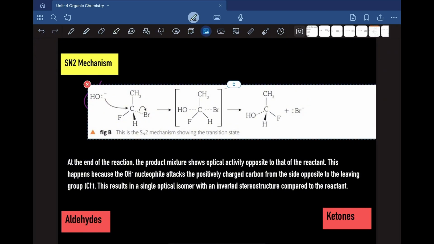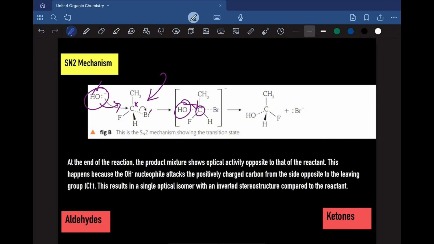This OH minus nucleophile cannot attack from both sides. It will only attack from the left hand side. It will not be able to attack from the right hand side, unlike the SN1 mechanism. In the SN1 mechanism, we have seen it attacking from both sides, from the left and right, but here it will only attack from the left hand side. And when it attacks the left hand side, this OH will get attached with this carbon. Now as this carbon and this bromine are positive and negative, both of them will break up with each other, and this bromine will get out as the leaving group, and the OH remains attached. So this is how it takes place.